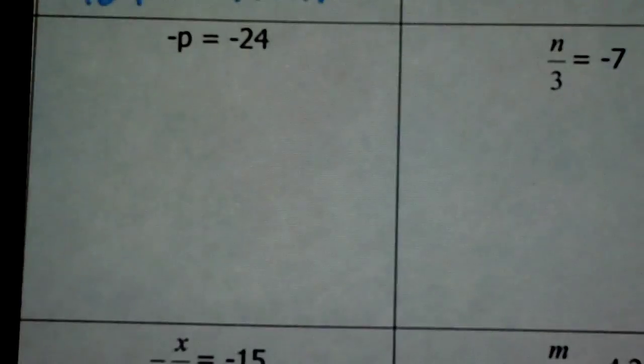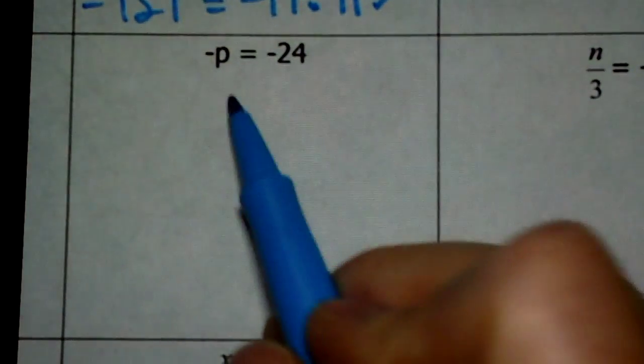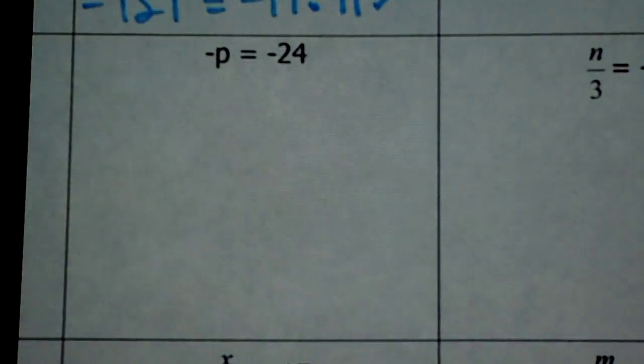All right, this one, I always save the confusing ones for last because we kind of build it up, right? I have negative p here equals negative 24. And you might think, well, it's already solved, the variable's by itself. But it's not. It's got a little negative sign in front of it. And I need to get rid of it.